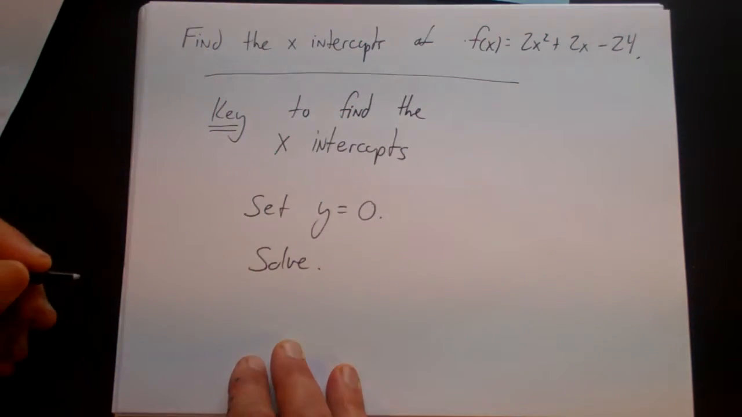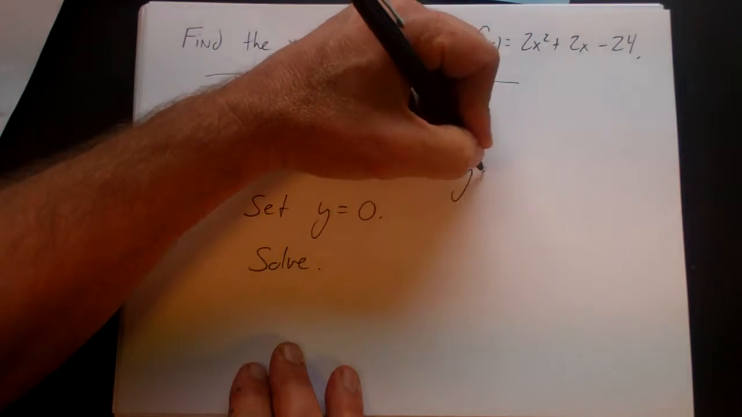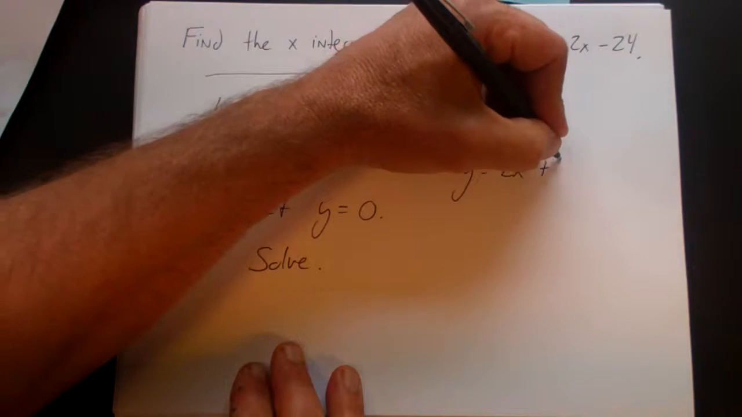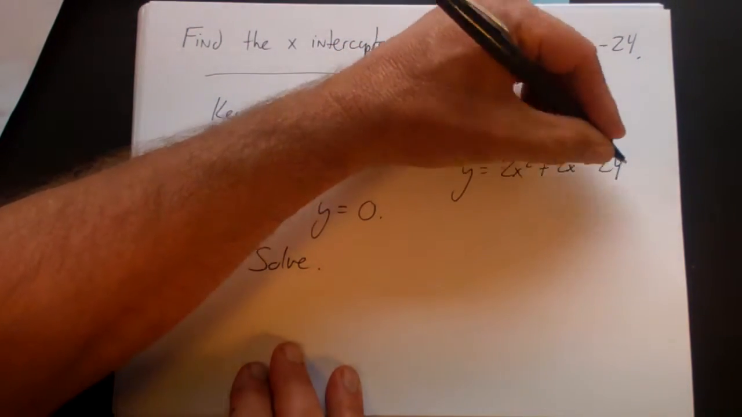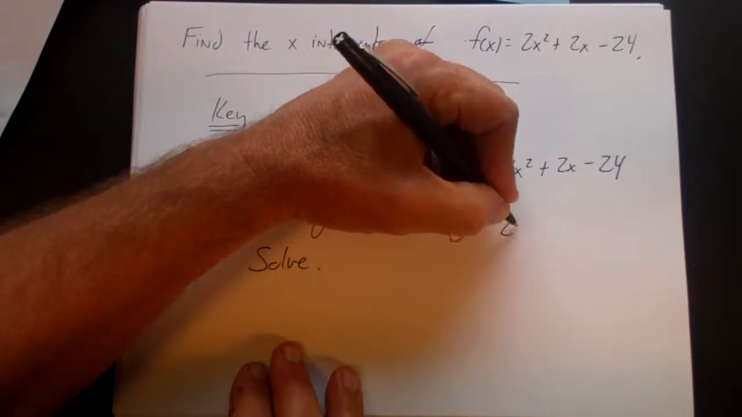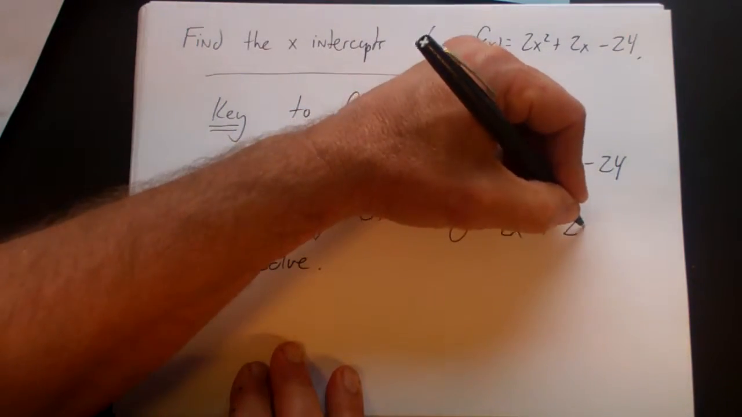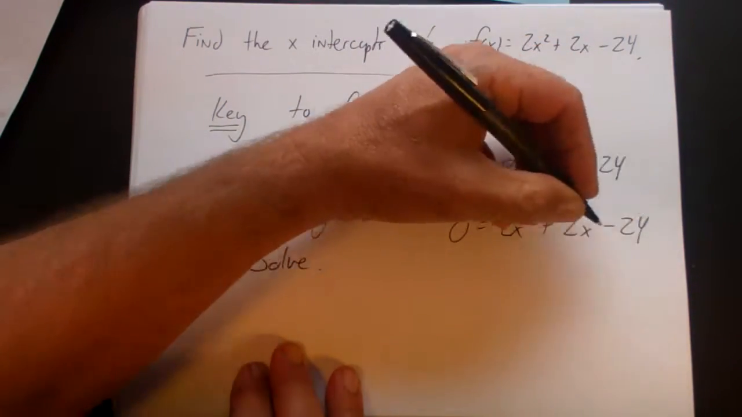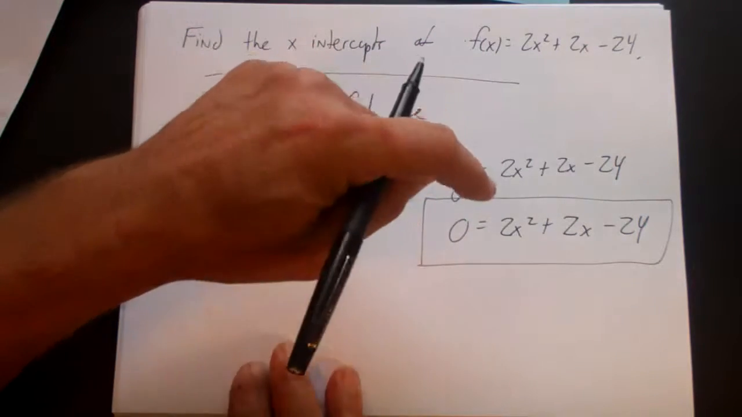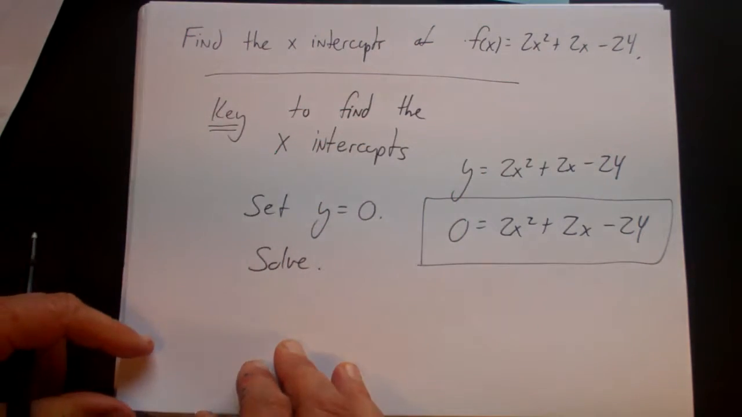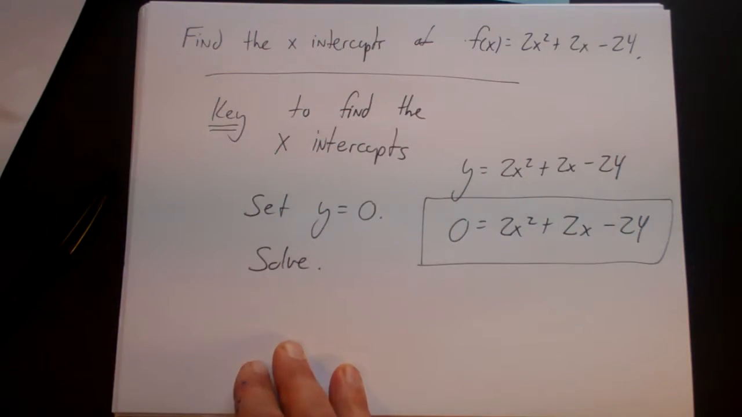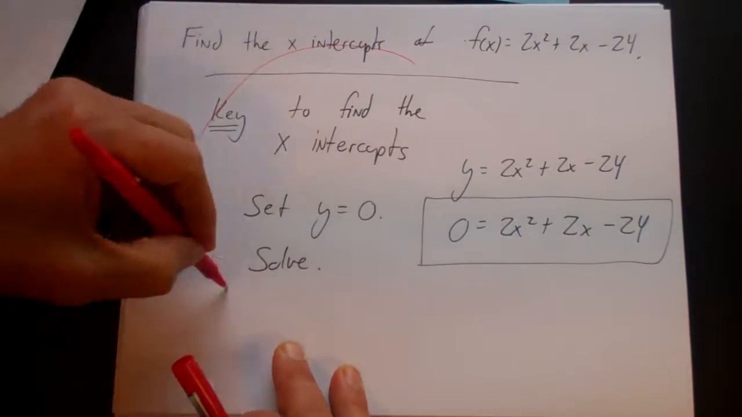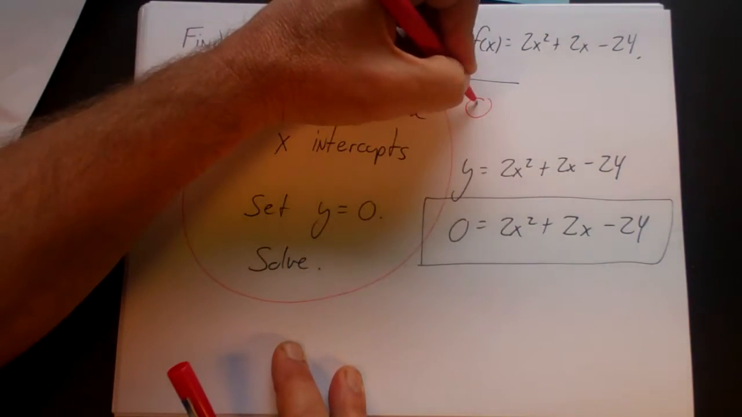And that's it. So in this case you have y is equal to 2x squared plus 2x minus 24. So you set y equals 0, 2x squared plus 2x minus 24, and you simply solve this equation. The solutions to this equation will give you the x-intercepts. And that's something important enough that you want to memorize. So all this part right here, you want to memorize.